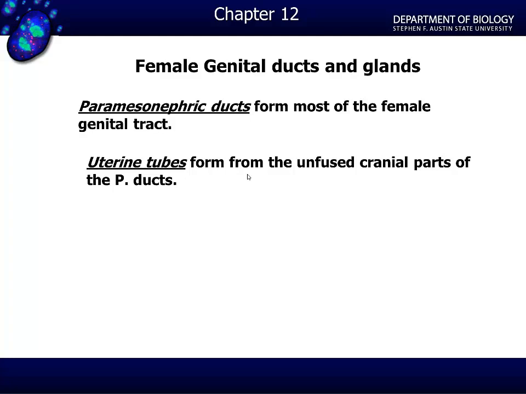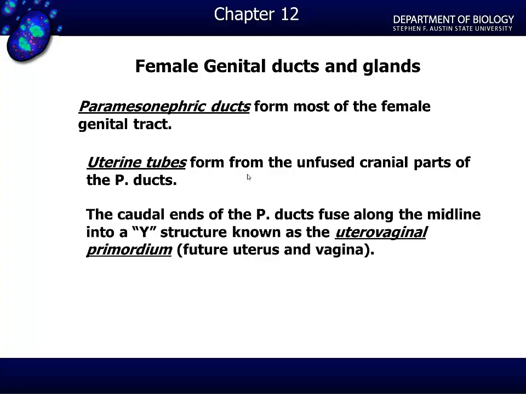Now, as these ducts approach the point where we're going to have the uterus, then they're going to fuse together into a Y-shaped structure. Imagine the two upper arms of the Y being our uterine tubes, and the leg of that Y, that's going to develop into a structure known as the uterovaginal primordium. As the name implies, this is going to give rise to the uterus and as well give rise to the vagina.